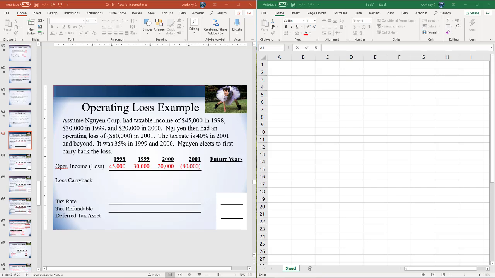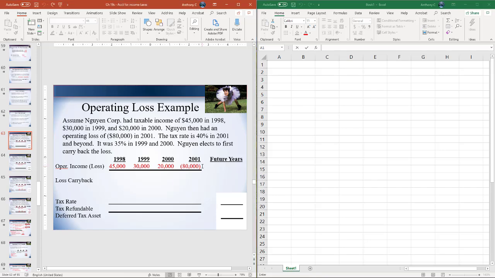Assume Nguyen Corporation had taxable income of $45,000 in 1998, $30,000 in 1999, and $20,000 in 2000. Nguyen then had an operating loss of $80,000 in 2001. The tax rate is 40% in 2001 and beyond. It was 35% in 1999 and 2000. Nguyen elects to first carry back the loss.